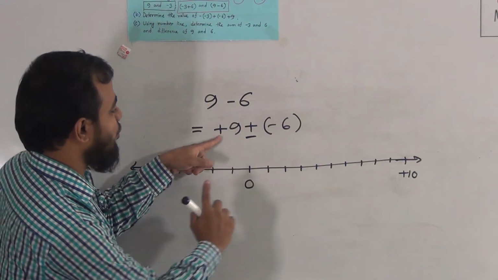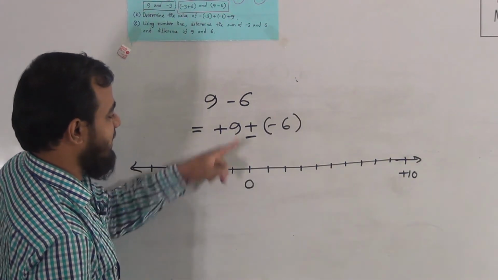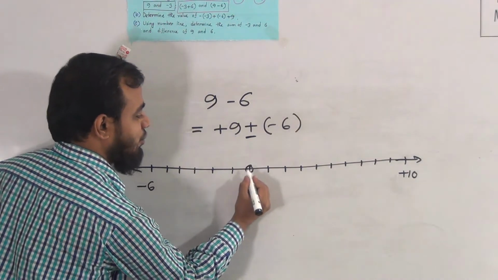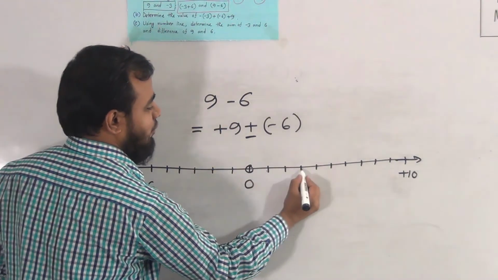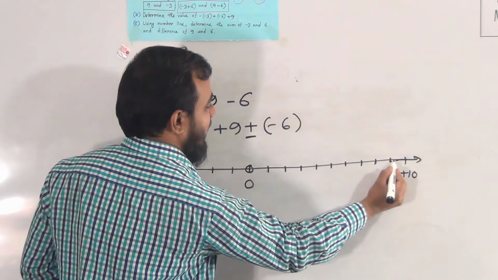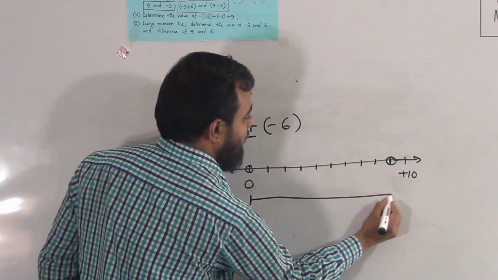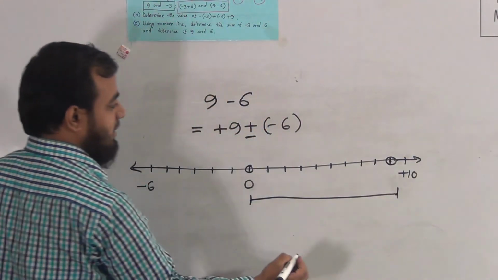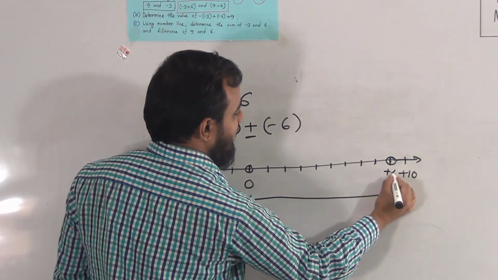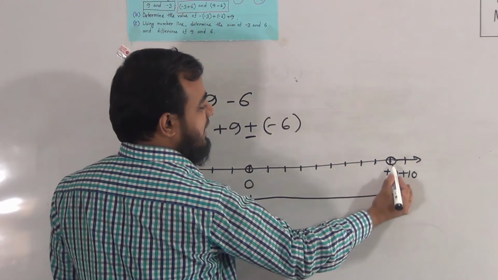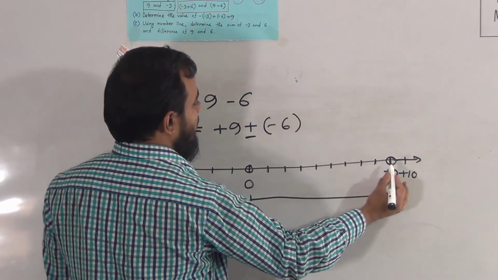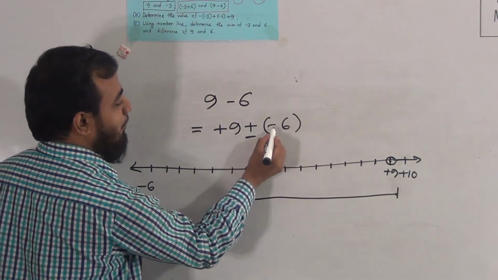That means we should go to the right side. How many steps? 9 steps. From the initial point 0 we go 9 steps right side: 1, 2, 3, 4, 5, 6, 7, 8, 9. This is our point now. It's plus 9. Now our initial point is plus 9. With the plus 9 we should add minus 6.